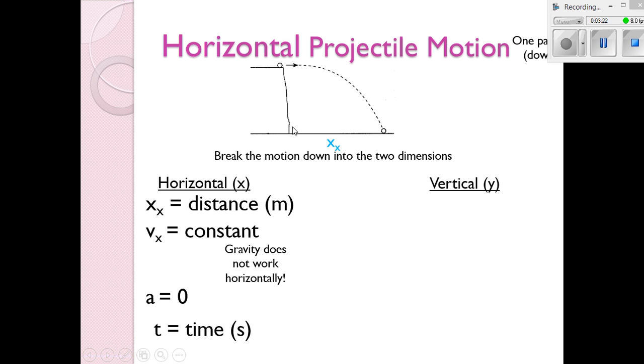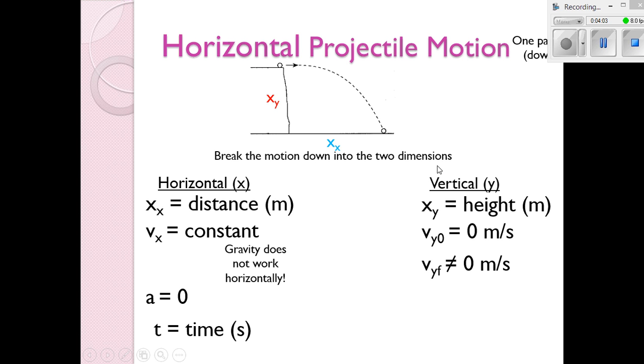In the vertical field, when we look up and down, that's going to be a little bit more complex. X sub y is still our height. It's still our distance, but now we call it height because it's vertical. Our initial velocity, vertically, so y means vertical. And remember, this 0 means not, so the initial velocity in the y direction is actually going to be 0 meters per second. Okay, because from the very split second when it gets off the cliff, there is no velocity in this y direction until gravity starts pulling on it.